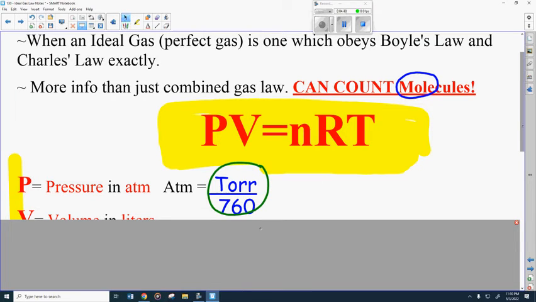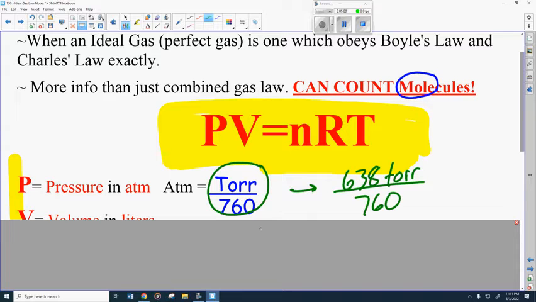Okay, so if I give you something in torr, which is another unit for pressure, you need to convert it to atmospheres. Mr. P, how do I convert torr into atmospheres? You simply divide it by 760. So for example, if I tell you, hey, you have 638 torr of pressure, how many atmospheres is that? Well, you just got to divide that by 760 to find out how many atmospheres that is.